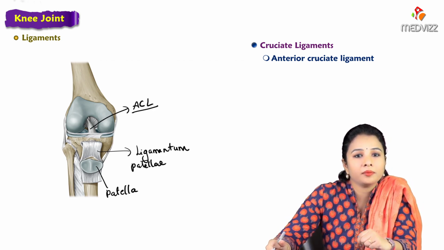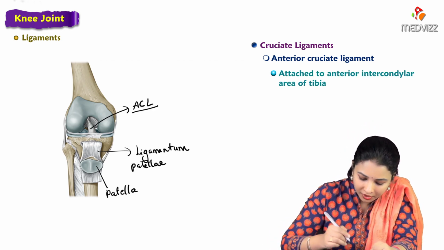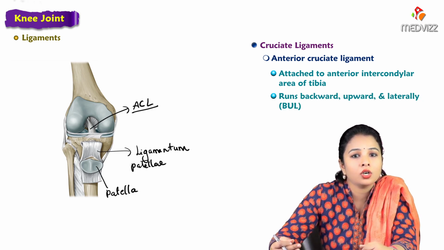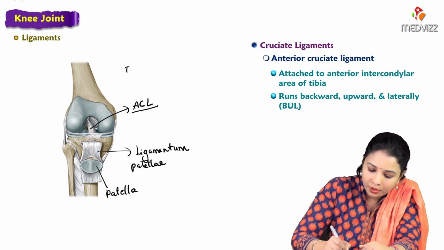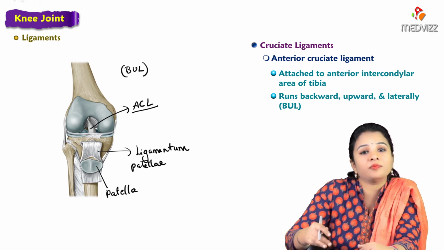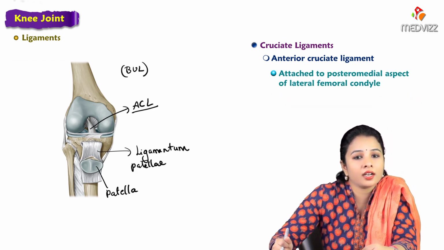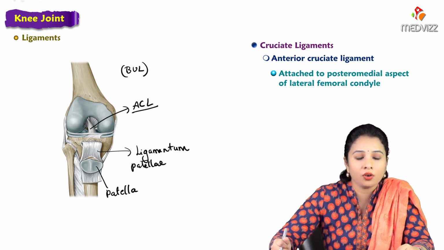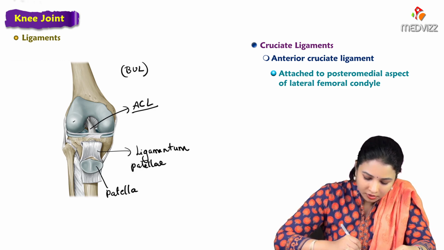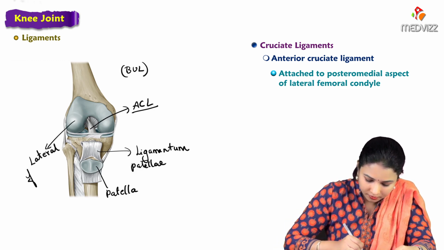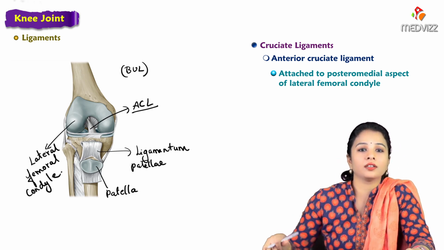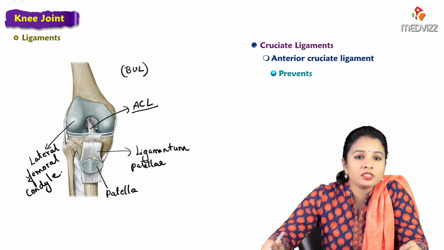The anterior cruciate ligament is attached to the anterior part of the intercondylar area of the tibia and runs backwards, upwards, laterally. So you can remember BUL: backwards, upwards, laterally, to attach to the posterior medial aspect of the lateral femoral condyle. You can see it attaches to the lateral femoral condyle. It prevents the forward slipping of the tibia.